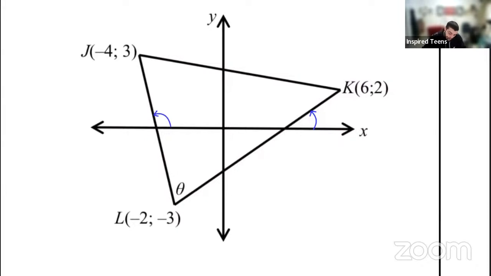It doesn't matter. I'm going to call this guy alpha and this guy beta. Okay, I'll get back to you in a second. So I'm going to call that alpha and beta. Now I have to figure out a way, how can I relate these two angles to theta?